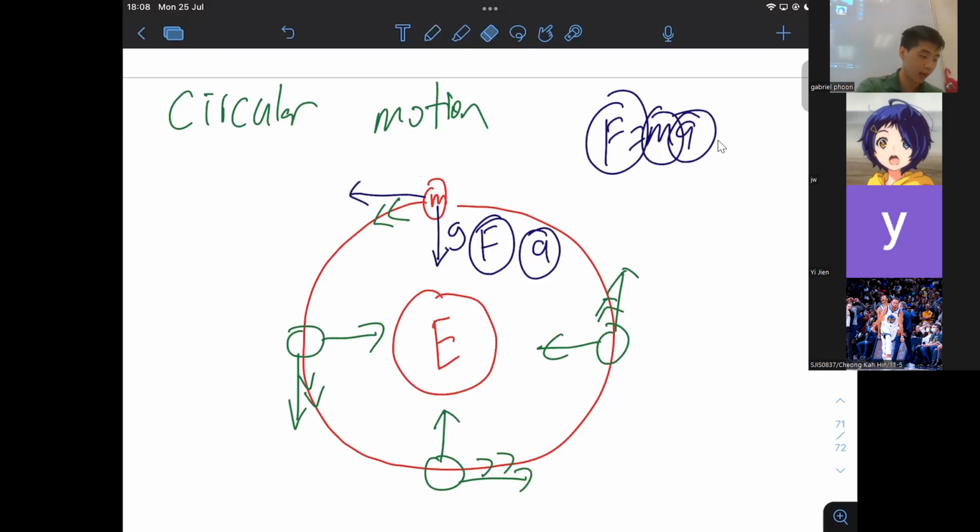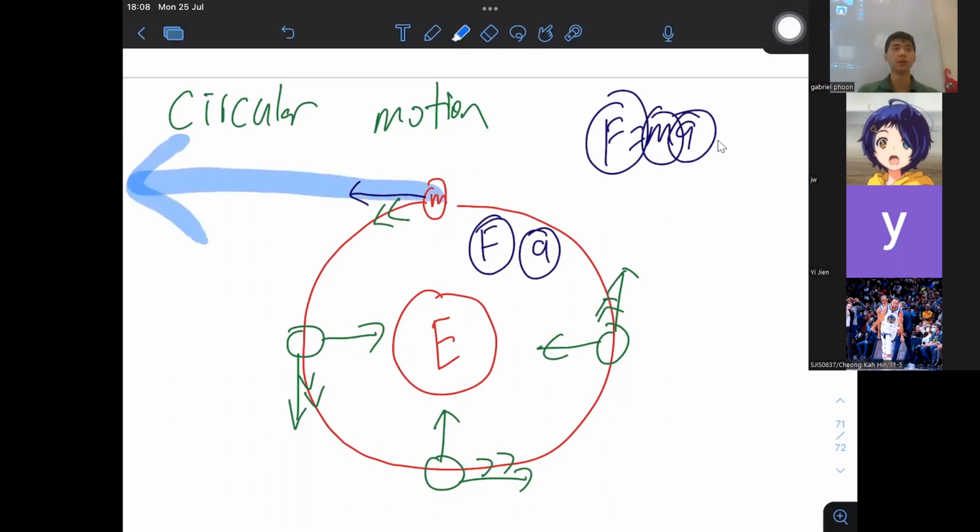Imagine if, let's say today, there's no resultant force towards the center of the circle. You know where the Moon will go? It will go directly straight like this, right? And it is because of the resultant force that is towards the center of the circle that it gives rise to this part here. Resultant force.